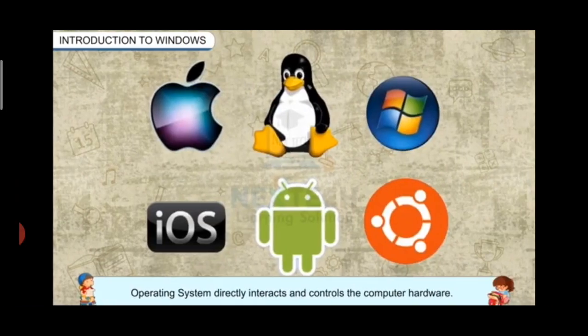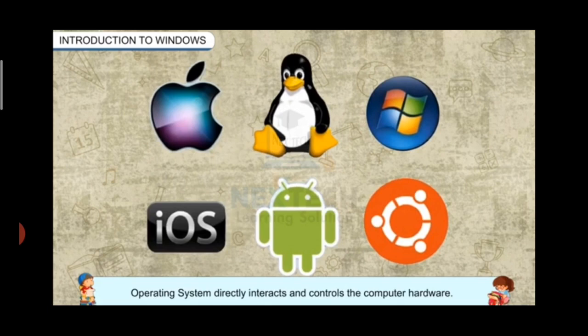Operating system directly interacts with and controls the computer hardware. Yes, operating system is a software that directly interacts with the computer hardware. Hardware means monitor, mouse, keyboard and CPU. All these hardware devices are connected with the operating system so that our computer will work, so that our devices can work. Without connecting to the operating system, our device will not work.